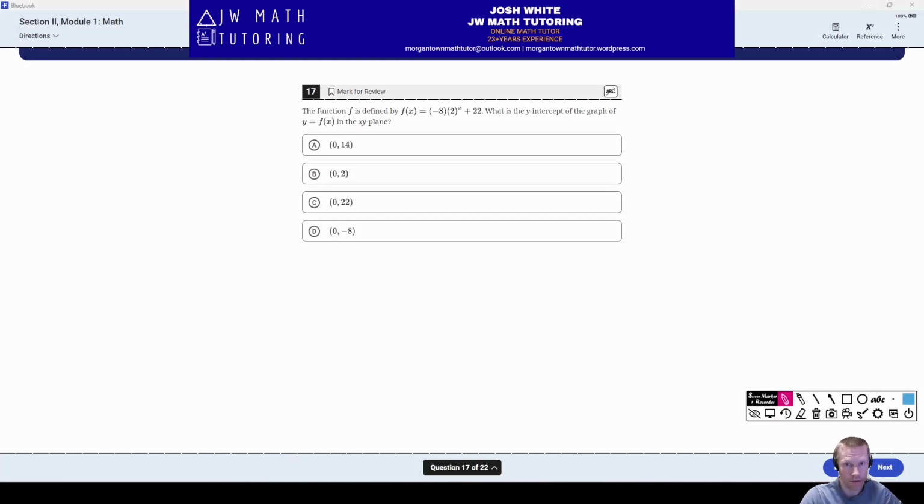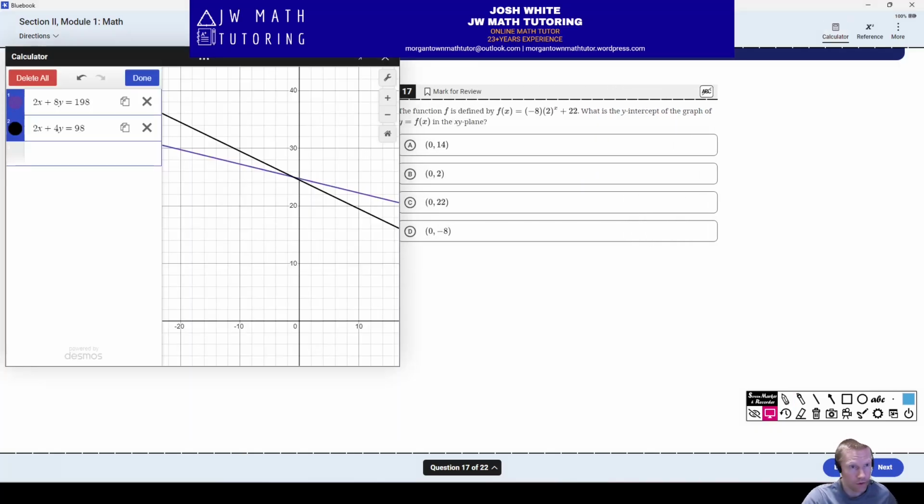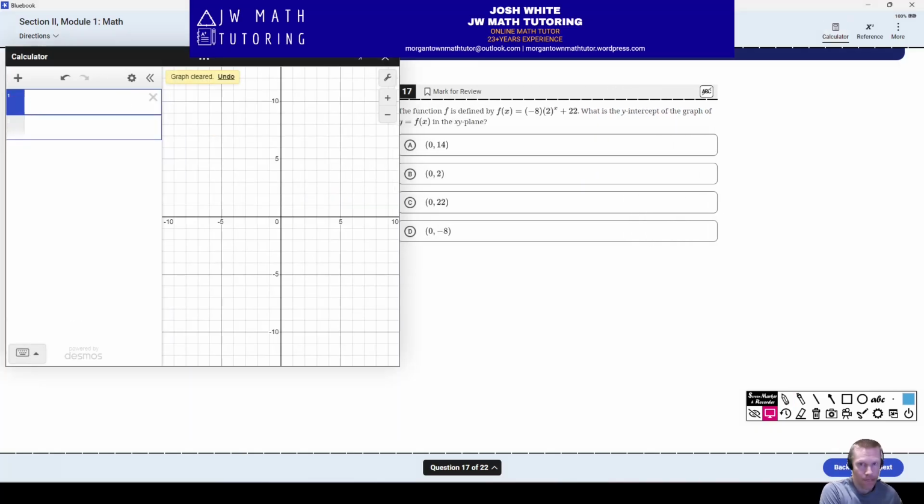Next up, question number 17. What is the y-intercept on the graph of this function? First, I'll actually show you, because I think it's quicker in this instance, just graph the function out.